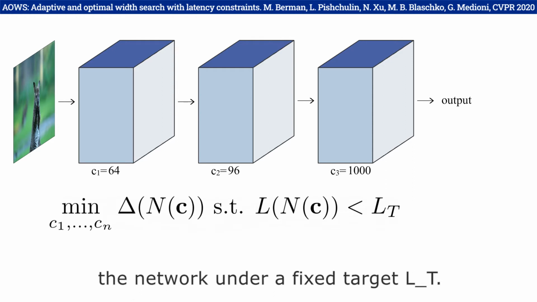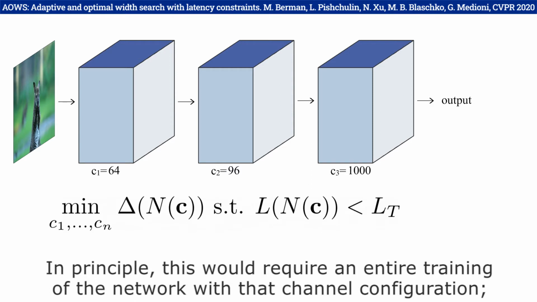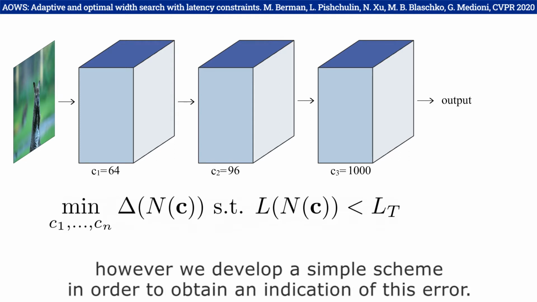a fixed target LT. Our first goal is to estimate the error delta of the network for a given configuration of channels. In principle, this would require an entire training of the network with that channel configuration. However, we develop a simple scheme in order to obtain an indication of this error.